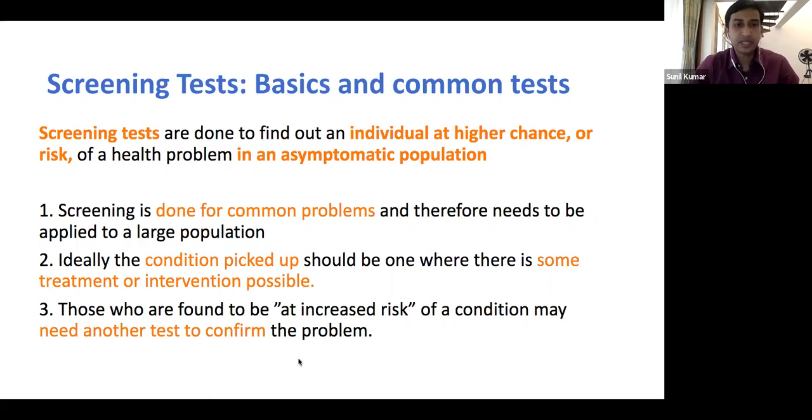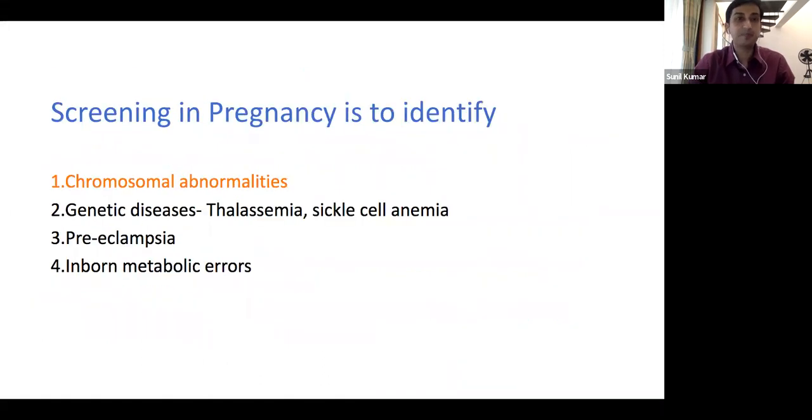Ideally, the condition picked up should be one where there is some treatment or intervention possible. The third characteristic of a screening test is that those who are found to be at increased risk of a condition may need another test to confirm the problem. So a screening test is a basic and common test which can be applied to a large population.